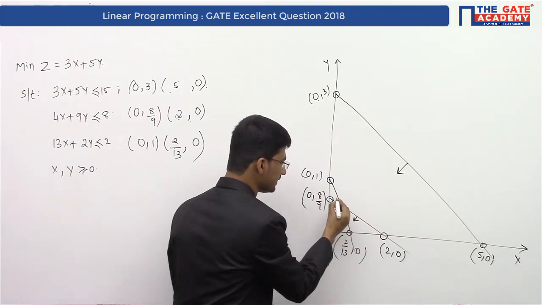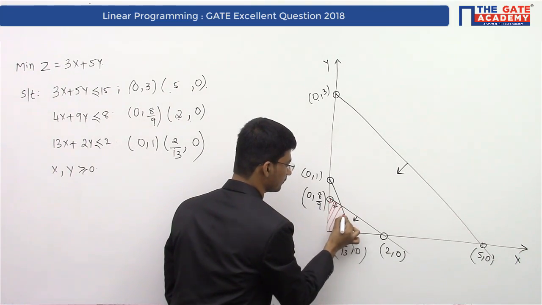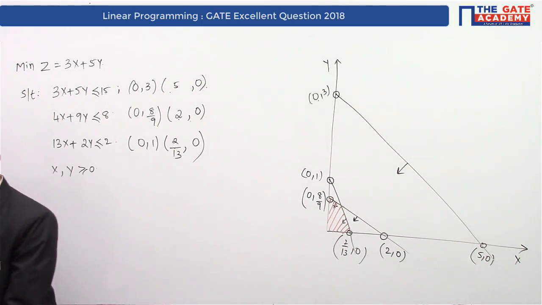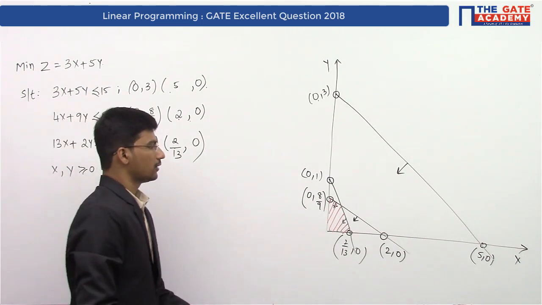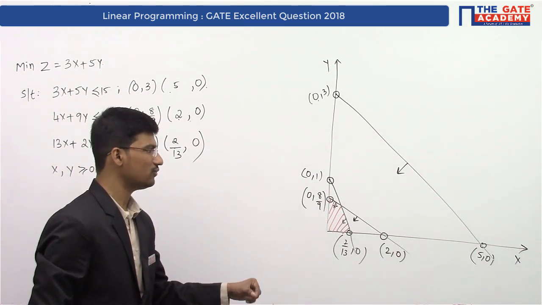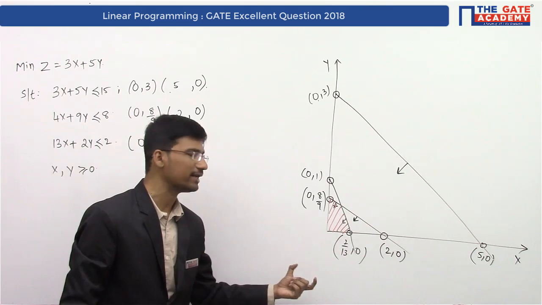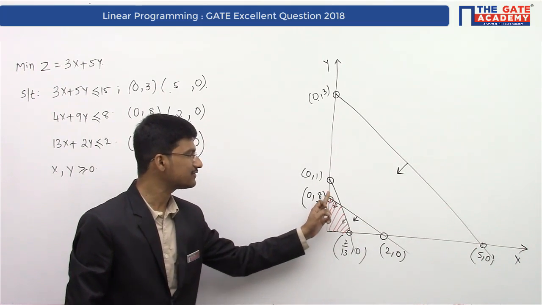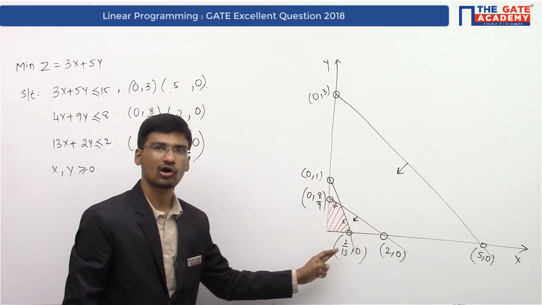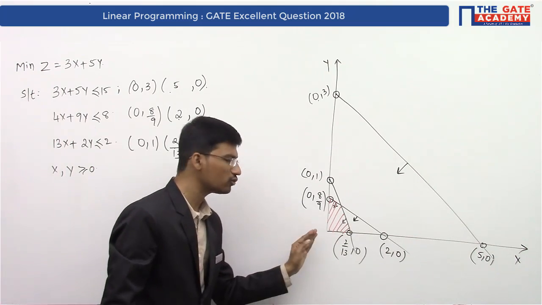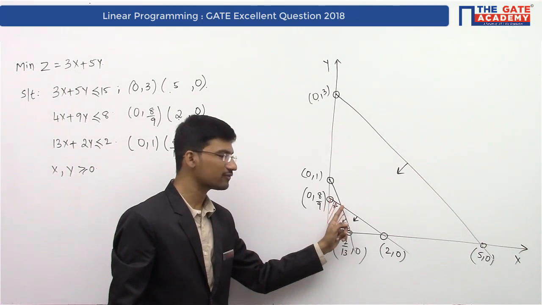Now our feasible region is this one. Okay. Now to find the maximum value or minimum value, in this particular question they have asked us to find the minimum value. So to find the minimum value, we have to evaluate this feasible region along the corner points with respect to this objective function. So to do that, we have to know the corner points of this particular feasible region.